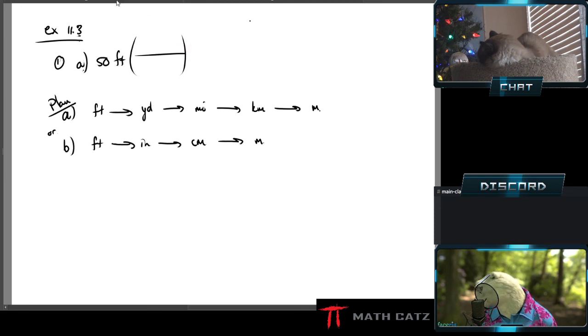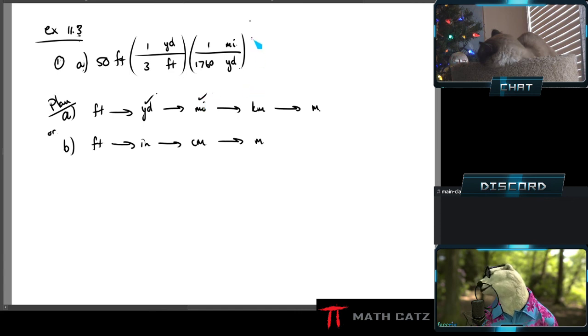So let's take two options here. Feet at the bottom, yards at the top. 1 yard, 3 feet. Now I'm currently in yards. Now I need the yards and miles. That was the weird one that I may not have known. 1 mile is 1760 yards.